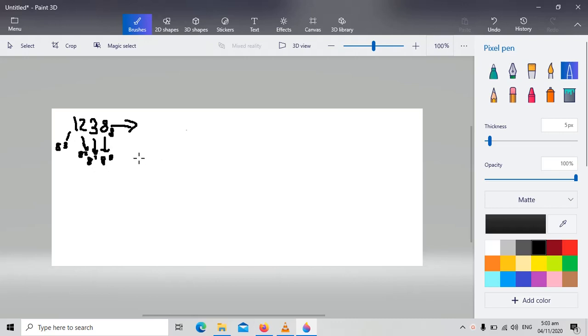So we'll solve 1 times 8 to the power of 3 plus 2 times 8 to the power of 2 plus 3 times 8 to the power of 1 plus 8 times 8 to the power of 0. Do the same again, multiply the values.